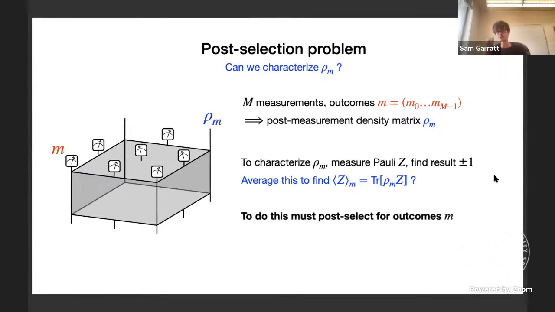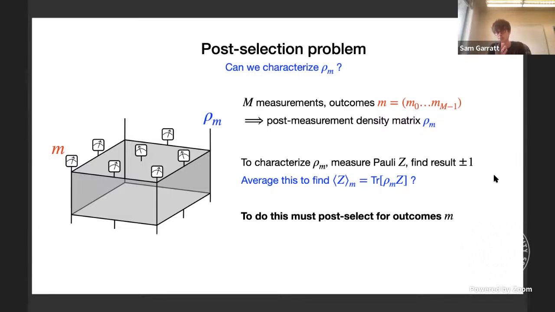The issue is that in order to do that, we would need to prepare ρm multiple times. Of course, to determine an expectation value in a quantum state, you have to repeat your experiment a number of times because the outcomes are random. The issue is that the probability that we ever see the same ρm again is exponentially small in capital M. It's exponentially small in the number of measurements we perform.